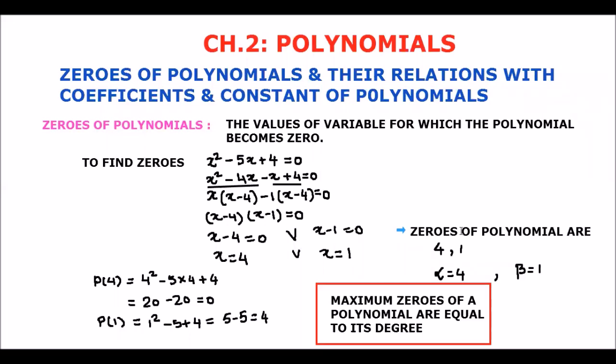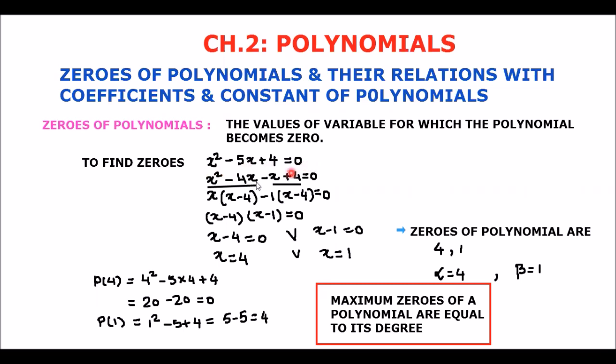That means the value of x which, when kept at its place, makes the whole polynomial become zero. So we want to reduce the polynomial to zero. If you want to find the zeros of the polynomial, you just put the polynomial equal to zero. So we kept x square minus 5x plus 4 equal to 0.